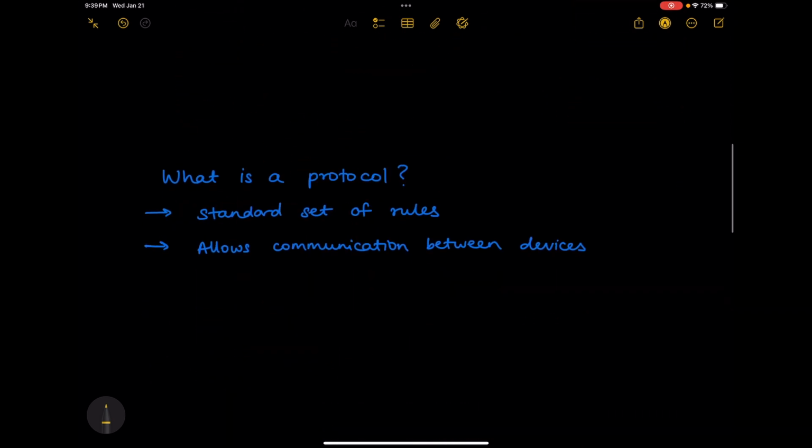Before moving forward, let's discuss what a protocol is. As you might already know, a protocol is a set of rules that allows devices to communicate with each other, even if they use different hardware or software. BGP is one such protocol, and it plays a critical role in building the internet as we know it.